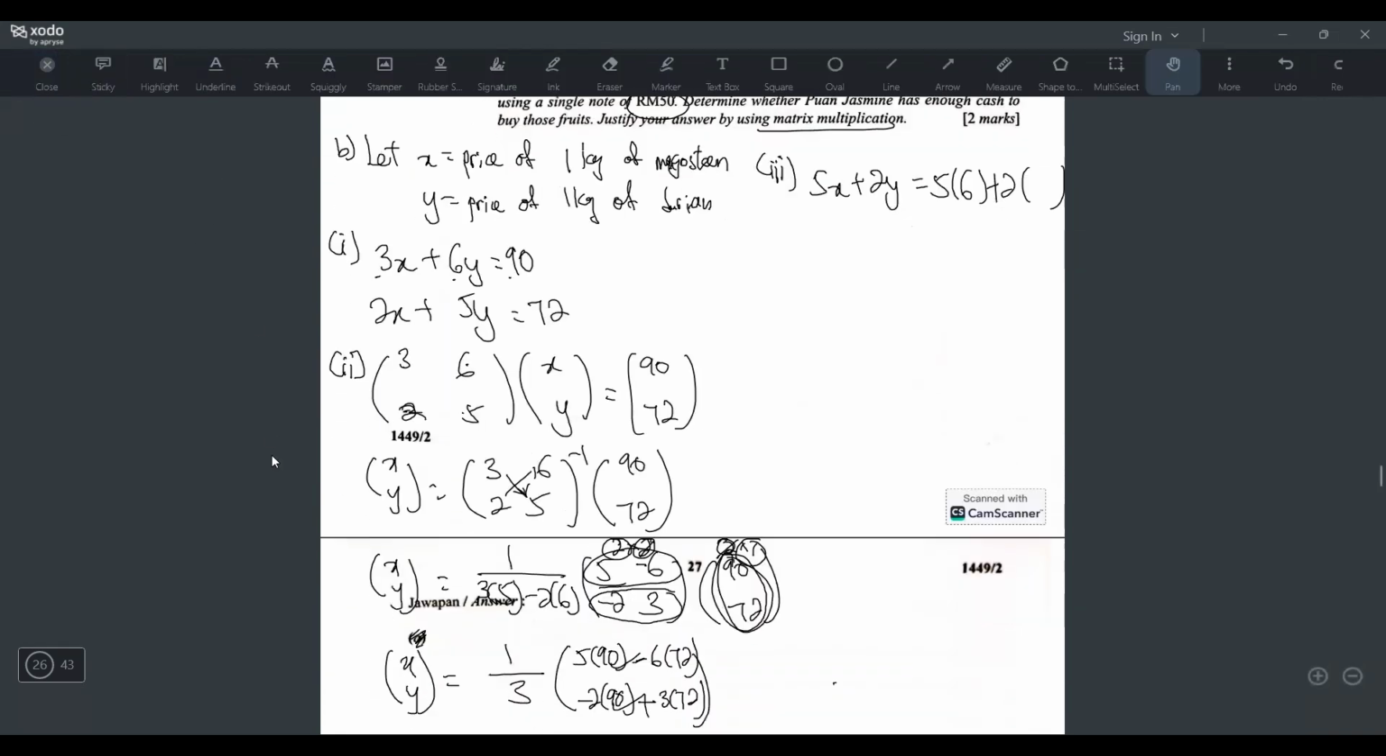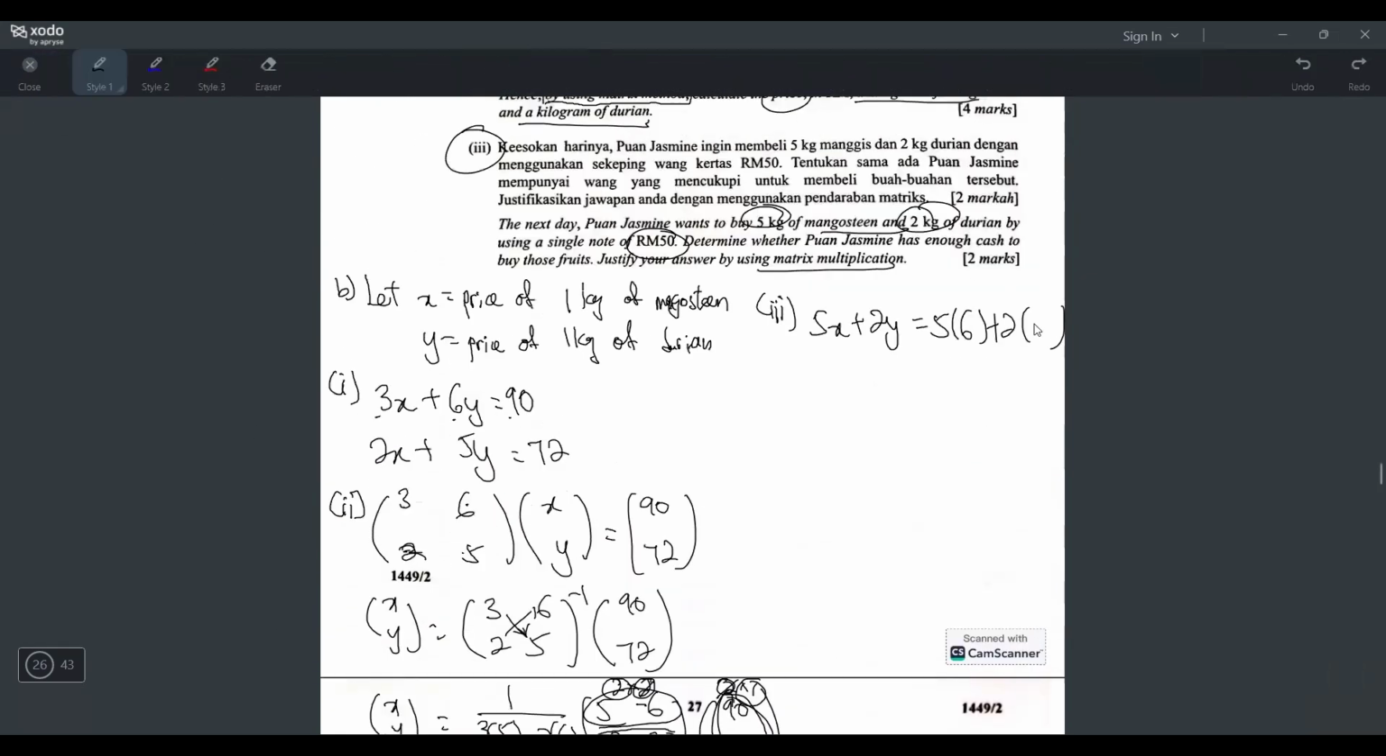So it becomes 5 times 6 plus 2 times 12, right? And if you press this, what you get? Let me press first. Okay, my calculator give me 54. Okay, 54, right? So this is the total price. Tapi dia bawa 50 ringgit saja. So is it enough? It's not enough lah. It's not enough. But you can't do it like that. Cannot do like that because they say use matrix multiplication.